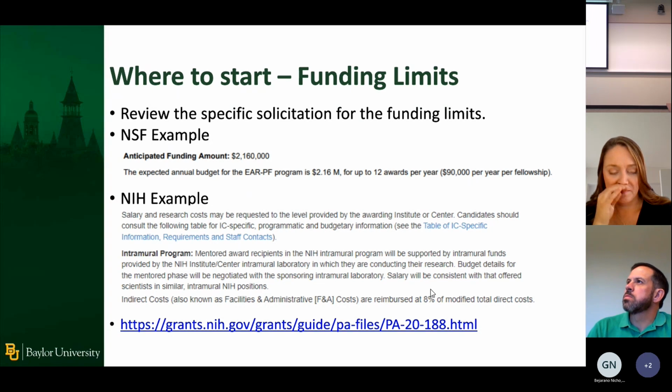So before you even start building your budget, thinking about what you might want to put in your budget, really before you even start making plans for your project, you need to know how much you're allowed to spend and the spending limitations. And all of that is going to be in either the solicitation or in the guide, like the HAP guide for NSF, and then NIH, DOE, they all have their own guides as far as what's allowed.